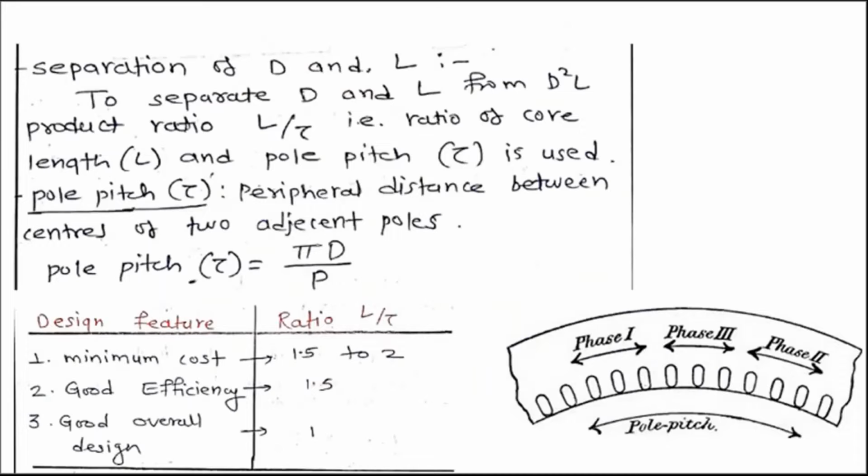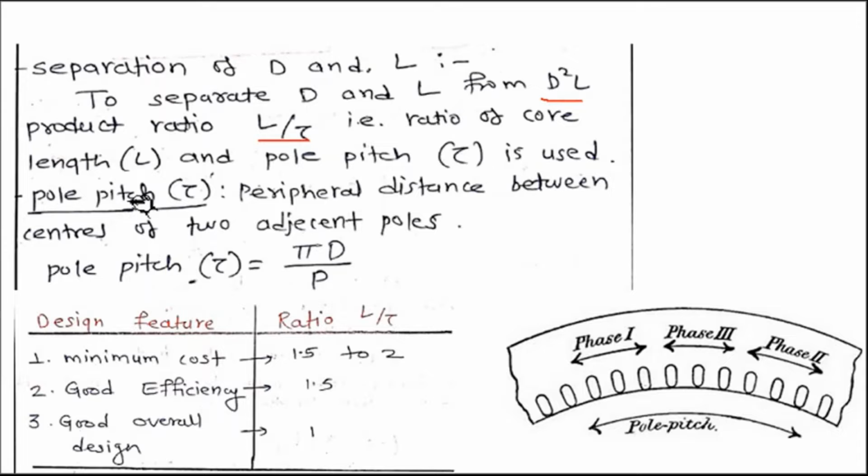Motor in RPS. So remember this. Now if we have started the design of a 3-phase induction motor, we have to separate D and L. So how to separate D and L? We can separate D and L, or this D square by L ratio, by using this L by tau ratio. Now what is this tau?